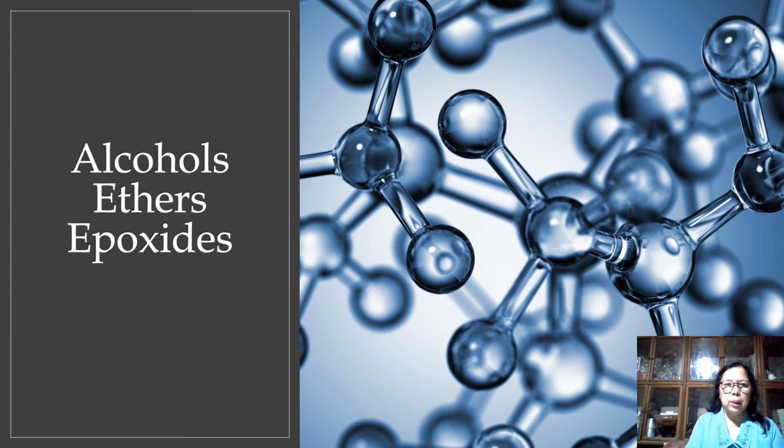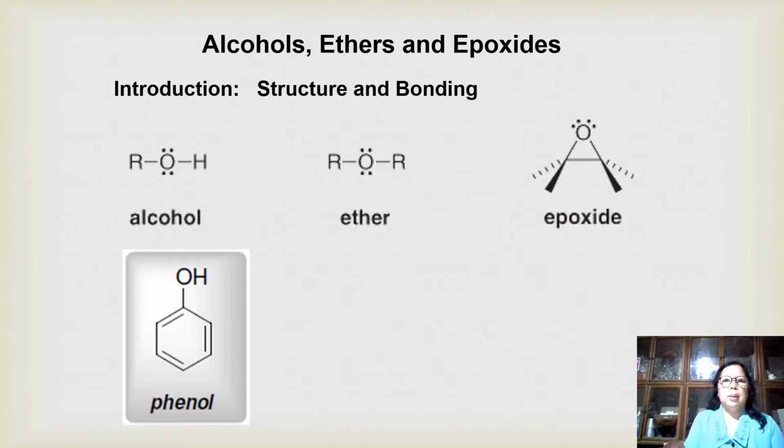Our topic for this meeting is on alcohol, ethers, and epoxide. So this is a new group of organic compounds that we are going to focus on. Alcohols have a symbol of ROH, that is your alkyl group, and the functional group that defines alcohol is OH.